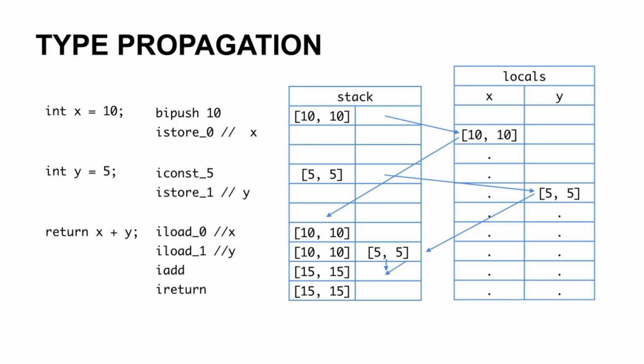And then we can track this type as it moves from the stack to local variables back to the stack again. And then, of course, we can do the same thing for y. And when we add the two types together, well, we add their lower bound and we add their upper bound and we get a new type, the type 15, and ultimately return the type 15. So we're not really propagating constants, we're propagating types.